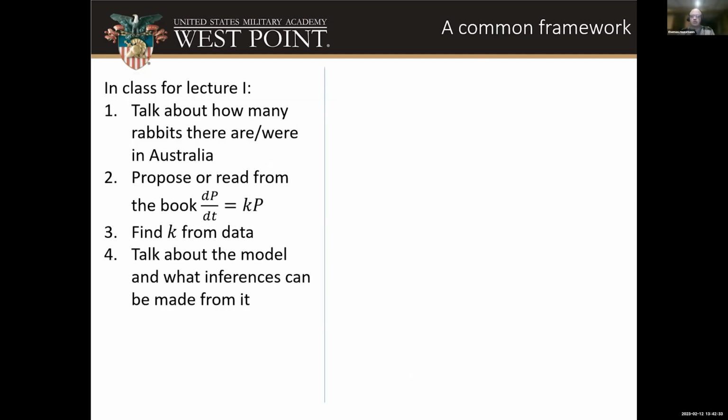So the traditional during class, I pick an example. I briefly discuss, hey, there's some rabbits in Australia. We learn about population. We pick this population model from the book. We find K from some data, and maybe discuss how many rabbits there will be in 10 years or something like that. And I think that's going to be fairly traditional.